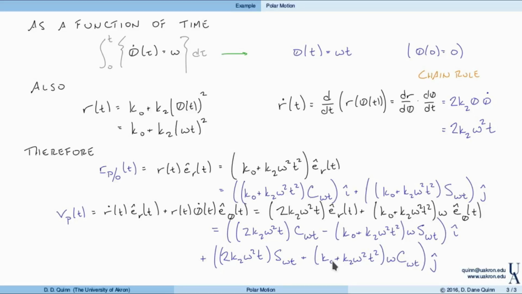So this is an example with polar coordinates where the path is known, and in particular the path was given to us as the radius as a function of the angle. And then from that we were able to deduce the position and the velocity of the particle. So that's it for this example.